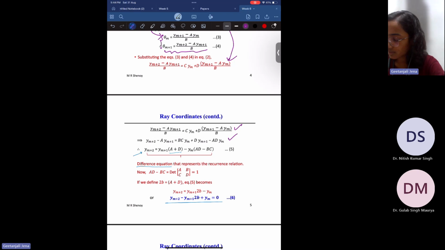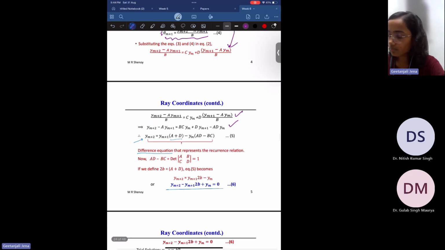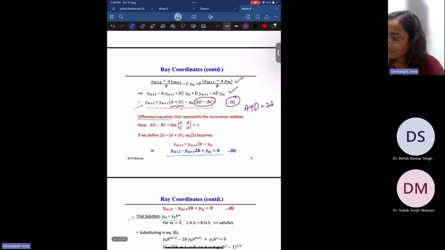So I'm skipping all these intermediate steps. In equation 5, what we have done: AD minus BC is nothing but the determinant of the ABCD matrix. So we have put 1 here, and for A plus D, we have made a substitution. Let's take it as 2B, 2 times B. Now, if you put it in equation 5, it will become equation 6.